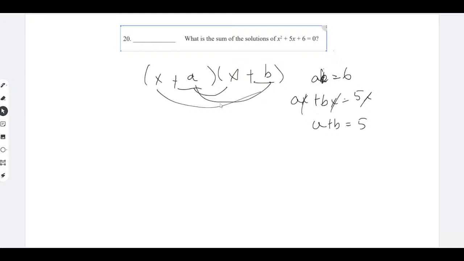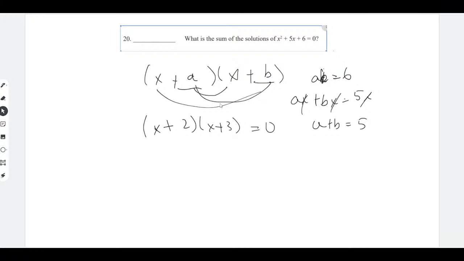It's 2 and 3. So then we can factor this equation into x plus 2 times x plus 3, right? If we multiply this out, we will get exactly x squared plus 5x plus 6, right? So we can say that this is equal to 0, right? Because our original thing was equal to 0.